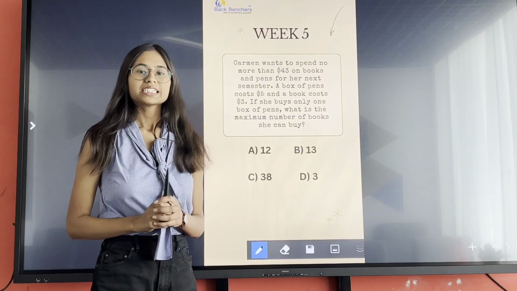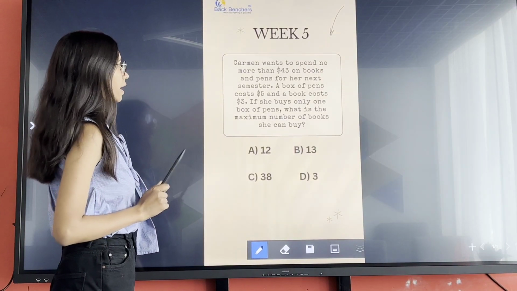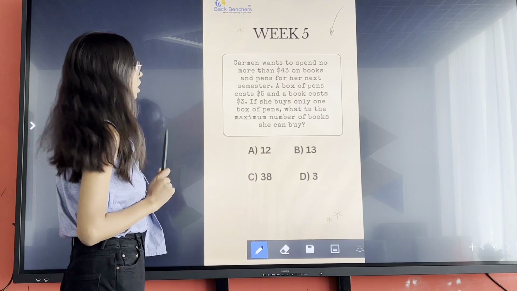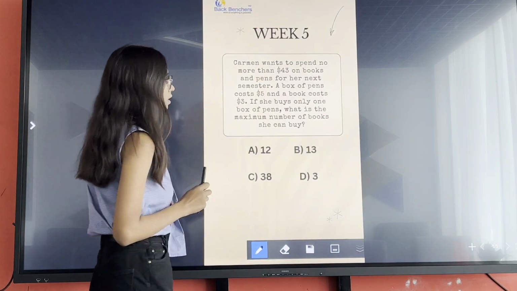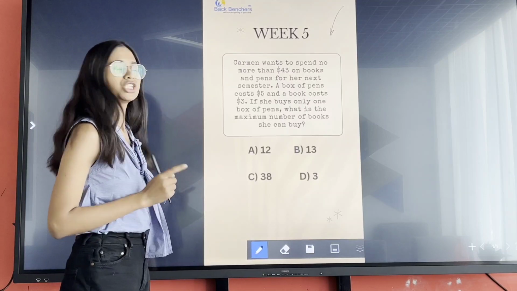So let's start with our first question. The question is saying that Carmen wants to spend no more than $43 on books and pens for her next semester. A box of pens costs $5 and a book costs $3. If she buys only one box of pens, what is the maximum number of books she can buy?